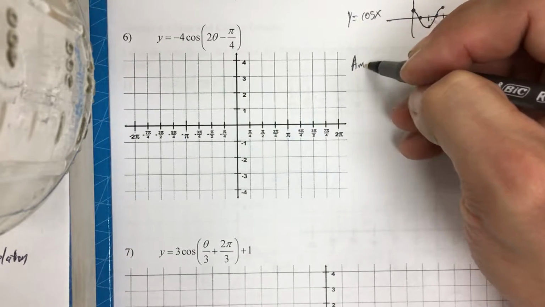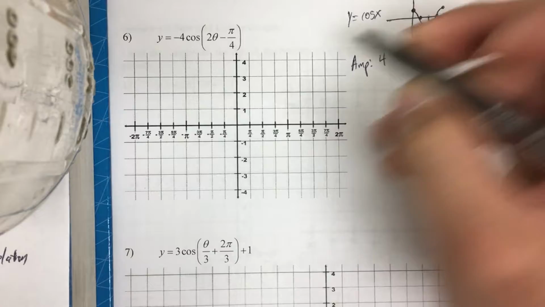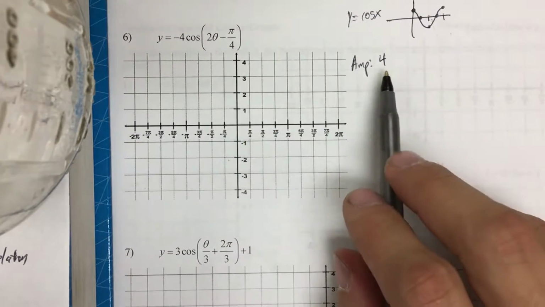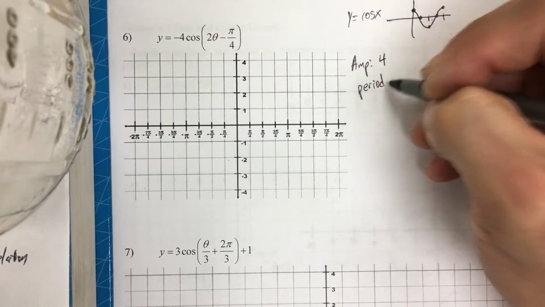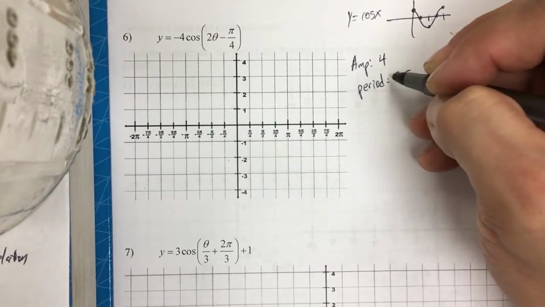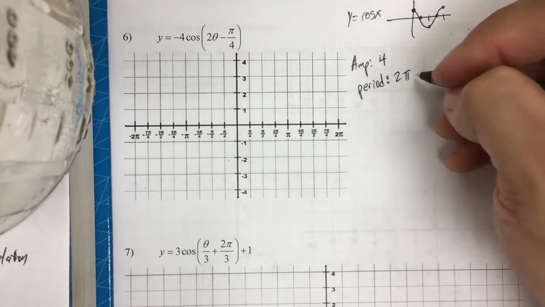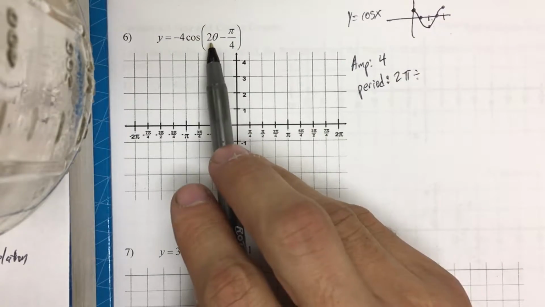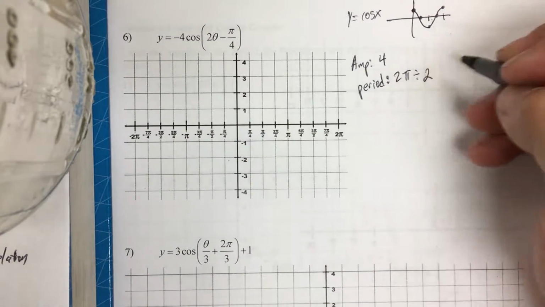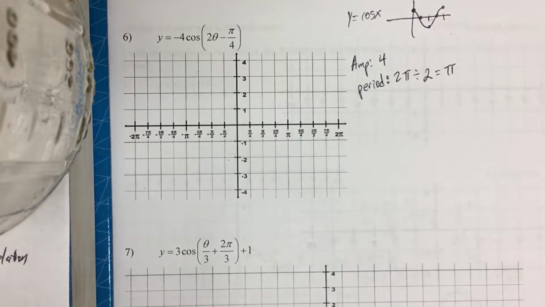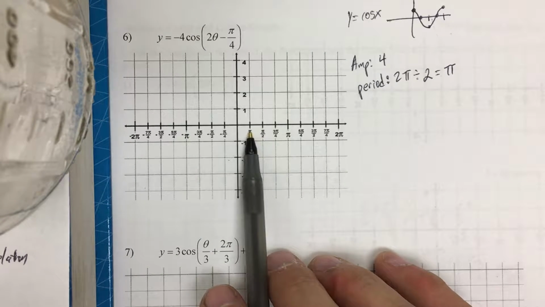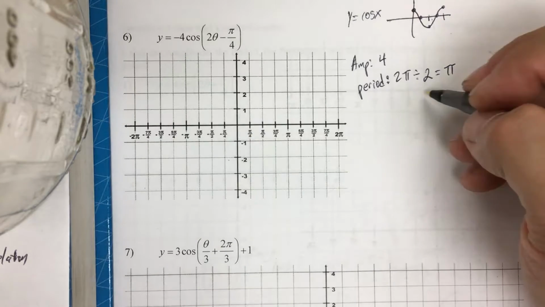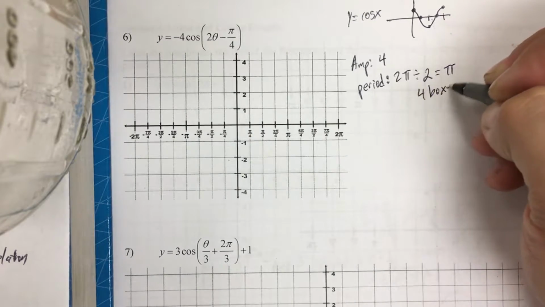Our amplitude is going to be the absolute value of this number, which tells us our amplitude is 4. Our period is going to be 2 pi, because that's the base period for cosine, and we're going to divide by the number in front of theta, which is 2. So that tells us that our period is going to be pi. Now in the context of this specific graph, because each box is pi over 4, this represents 4 boxes.